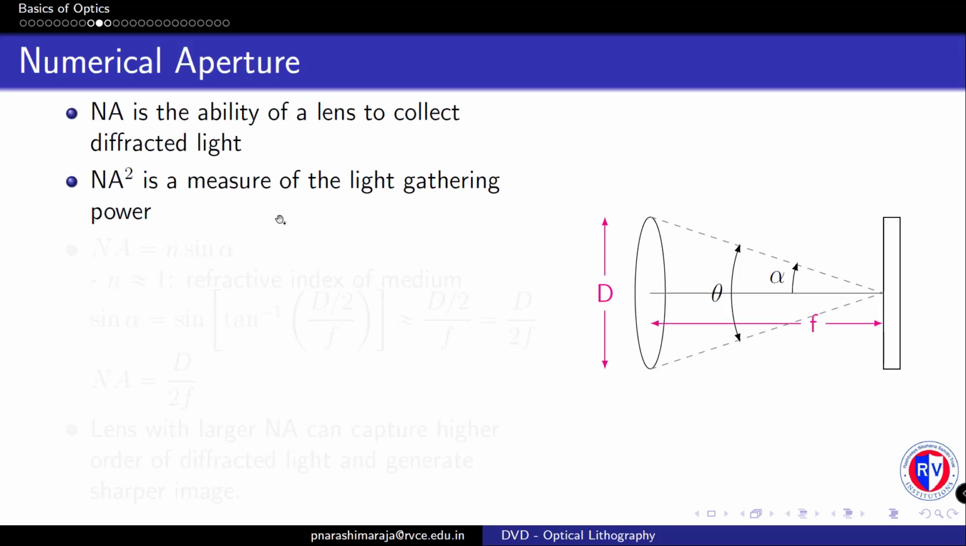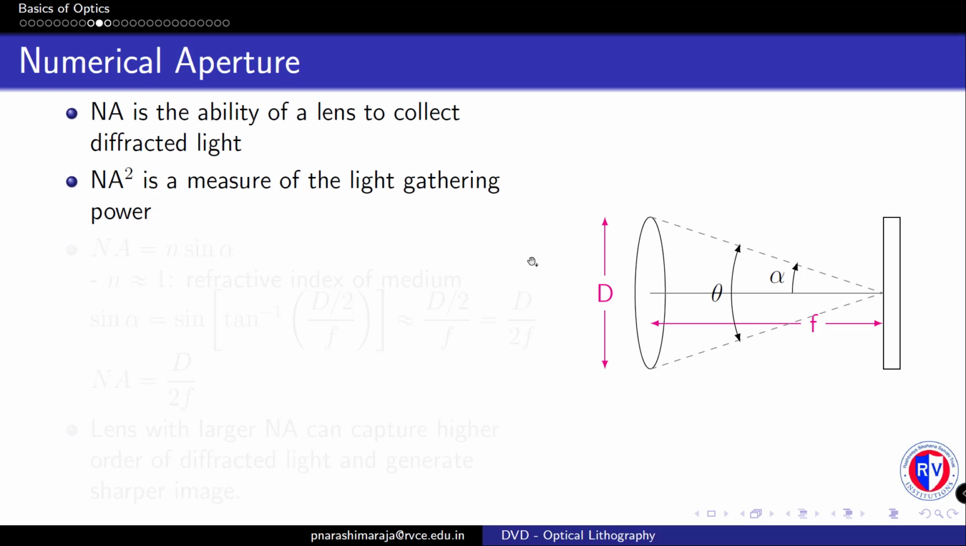Numerical aperture is a parameter that defines the ability of a lens to collect the diffracted light. So the higher the value of the numerical aperture of a lens, the sharper the details that it can imprint onto the substrate during the lithography process. Also note that the square of the numerical aperture represents the ability of the lens to gather light.